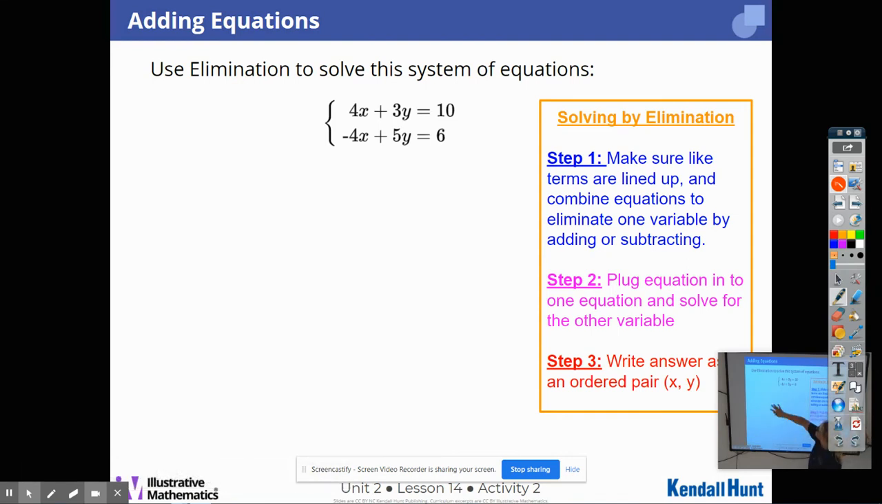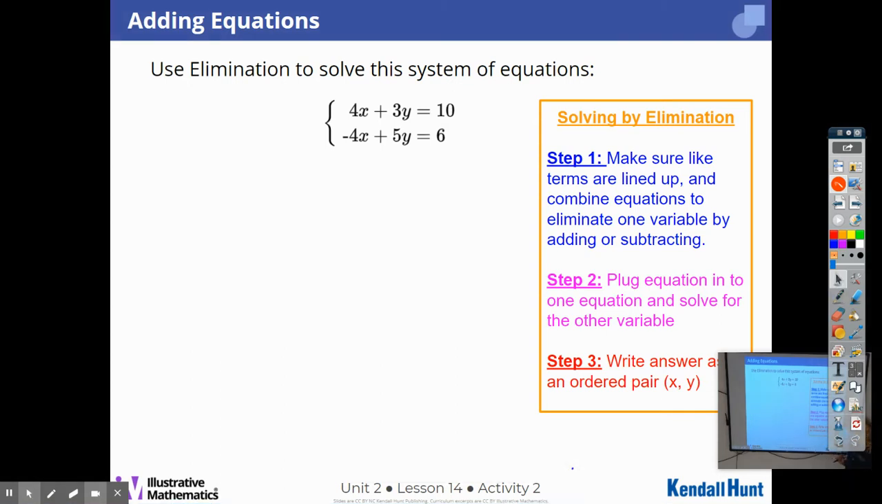So for the first system, we've got 4x plus 3y equals 10 and negative 4x plus 5y equals 6. There are 3 steps here, just like there were with substitution.